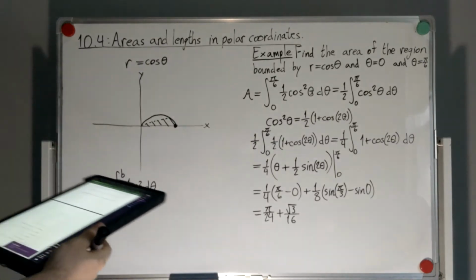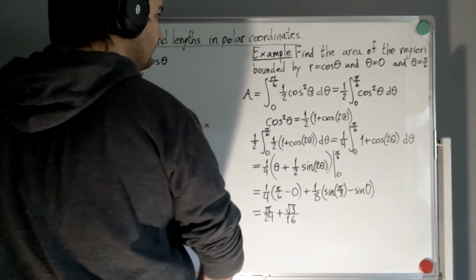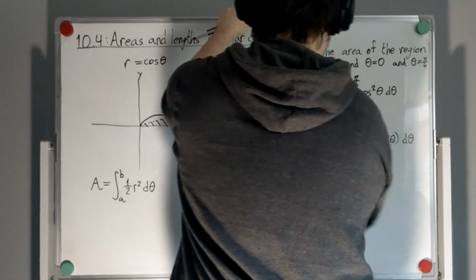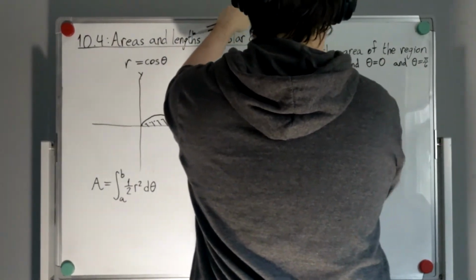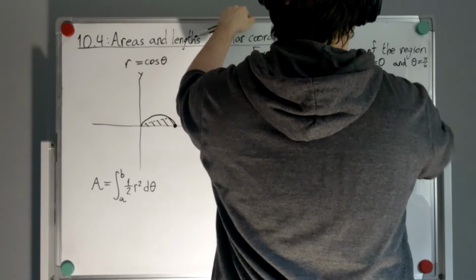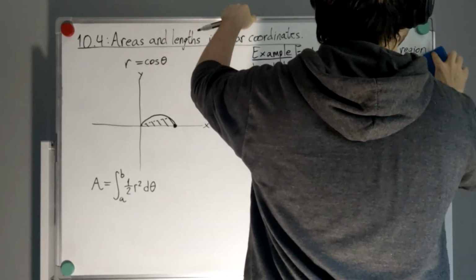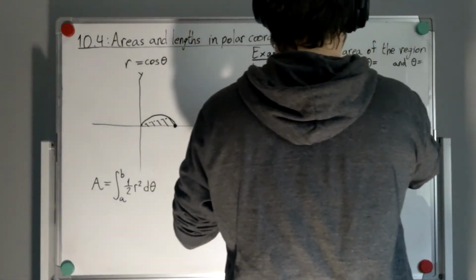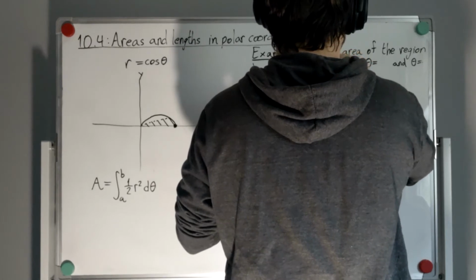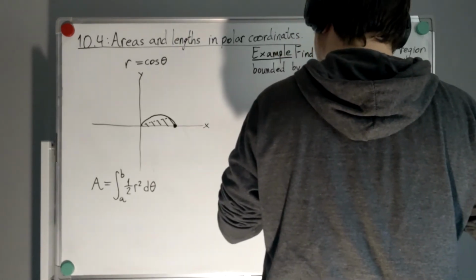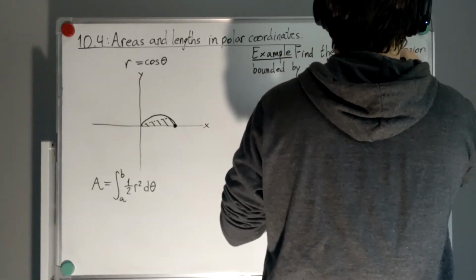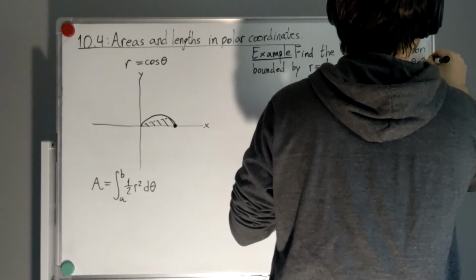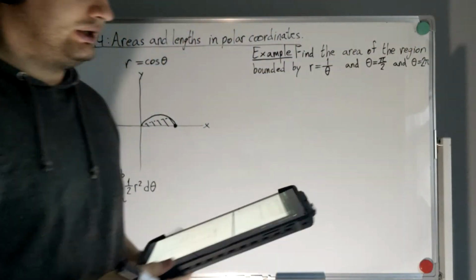All right, next up, let's look at a different polar curve. Same directions, but different curve and different rays to integrate between. So this one is r equals 1 over theta. We're going to integrate this from pi over 2 up to 2 pi.